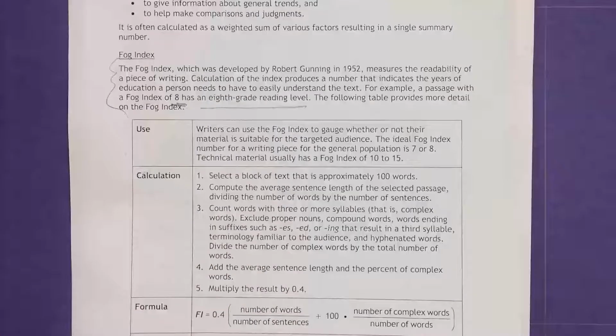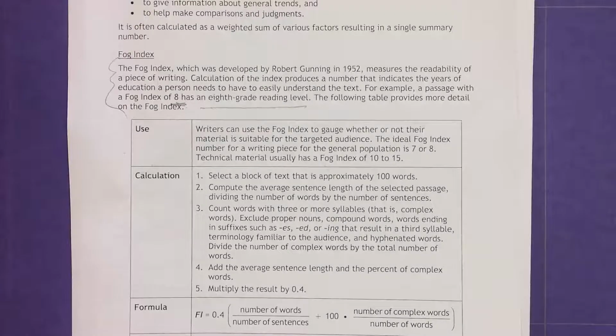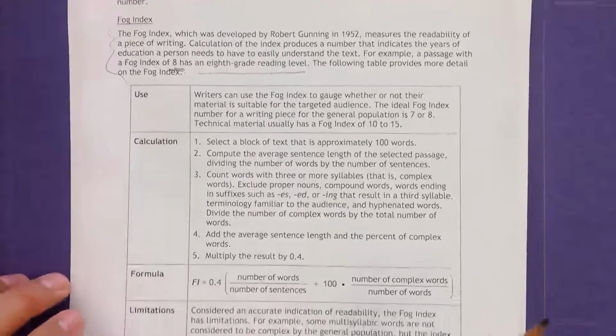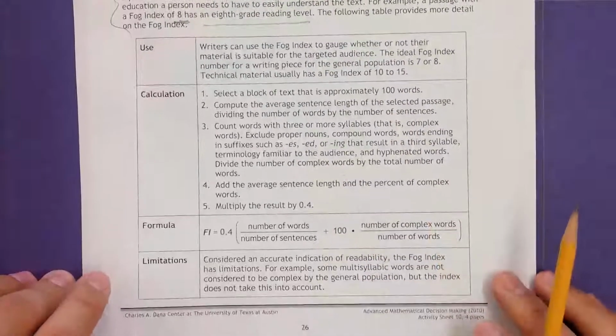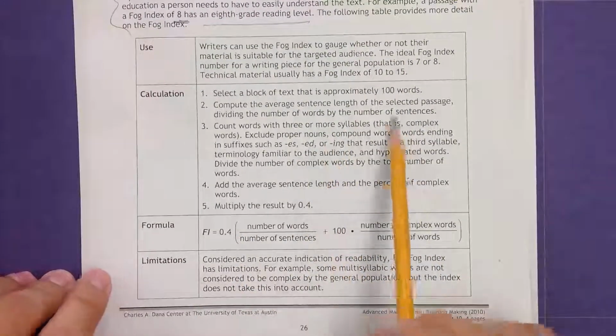Anything with like 10 or 11 is a little bit higher. That's a 10th grade reading level and all that. And then it goes on. So let's take a look at this. We use this to gauge the readability of a passage, and here's some of the calculation.